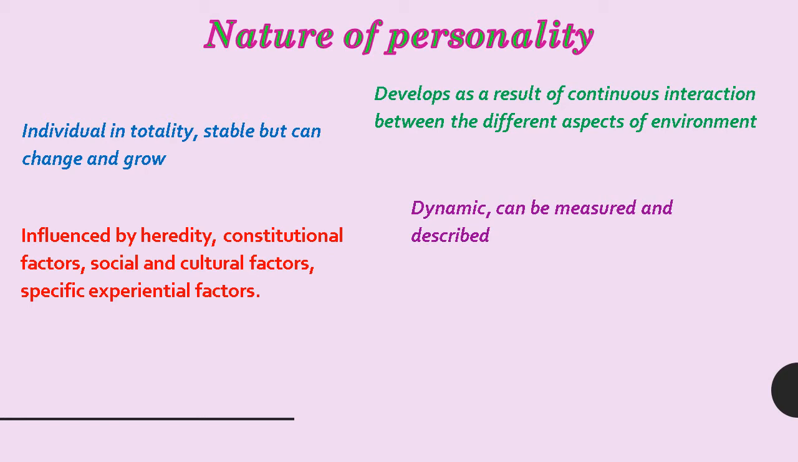Personality can be measured and can be described. Adjective words can describe somebody's personality: sweet, cute, bitter, analytical, rational. All this describes your personality. There are n numbers of adjectives: cheerful, lovely, dynamic. All are adjectives which describe personality. Though it is dynamic, there is certain stability. As I already told you, there is certain stability in our personality, though we are ever changing.